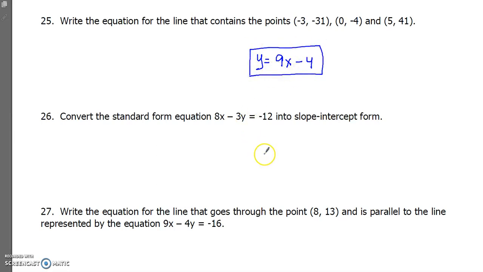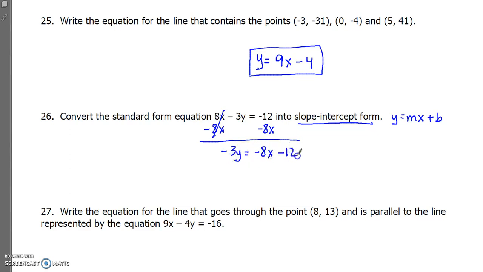Okay. Number 26 says to convert the standard form equation 8x minus 3y equals -12 into slope-intercept. Slope-intercept just means that my y is by itself. So let's get rid of my 8x first by moving it over to the other side. It's gone. We have -3y equals -8x minus 12.